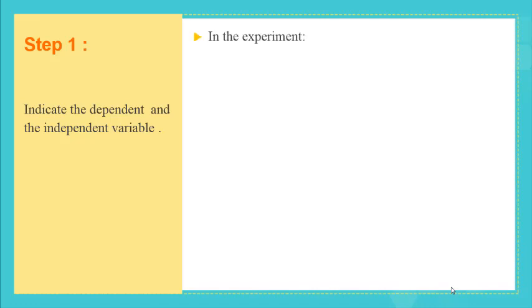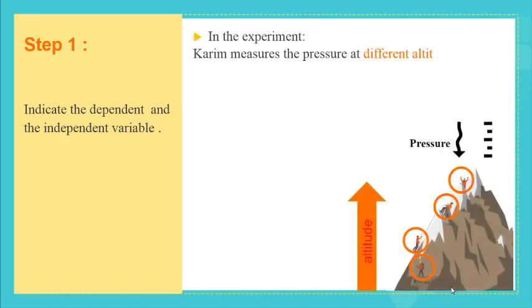In our example, we said, Karim measures the pressure at different altitudes. Now, in this example, we want to determine the manipulated and the responding variable, or the independent and the dependent variable. How? Let us observe the figure. Indicate the location of Karim at the beginning of the experiment. Yes, at sea level. Does this location change during the experiment?